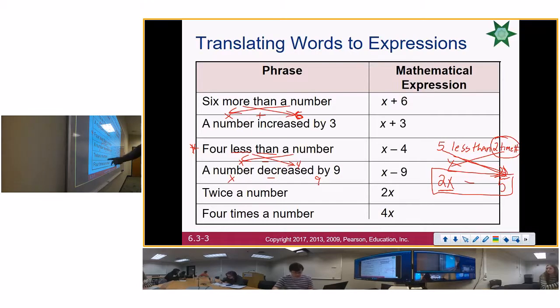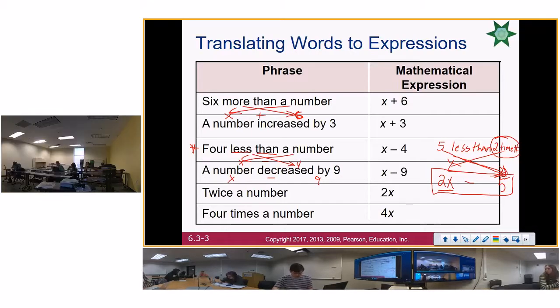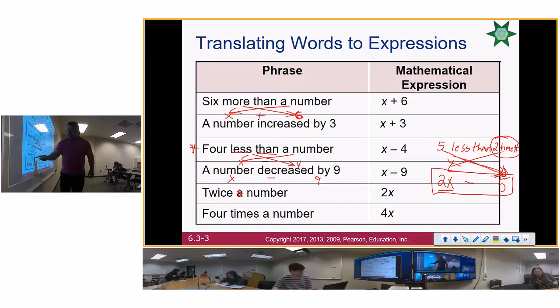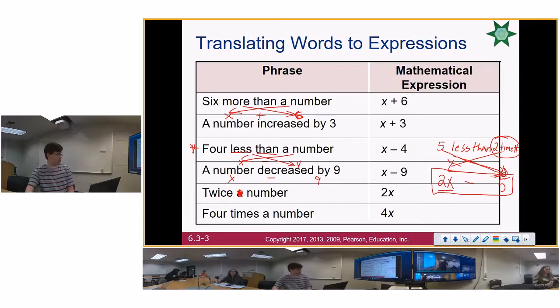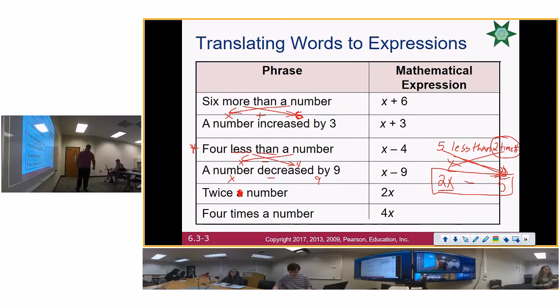Twice a number: multiplication. Twice a, I tell students, make that a big multiplication symbol. Twice a number, and then four times a number, you make that a big multiplication symbol. You can make a dot, or an asterisk, or an x. Just change that a to a multiplication symbol.